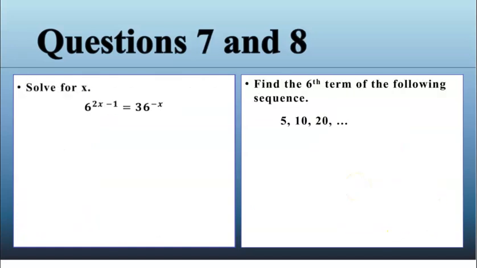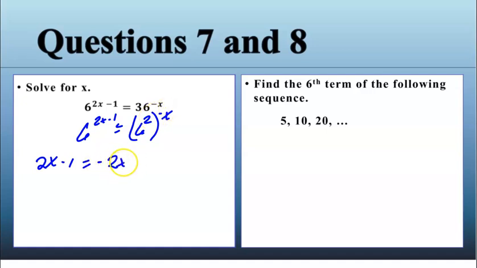Question 7. Solve for x. Here we want to make sure that our bases of our exponentials are the same. So I can rewrite this side as 6 squared, but I'll raise all that to the negative x power. And this is going to equal 6 to the 2x minus 1. I'll have this extra x in here. This x doesn't belong here. So now, since the bases are the same, the exponents are going to equal each other. So the left side is still 2x minus 1 equals 2 times negative x, which is negative 2x.